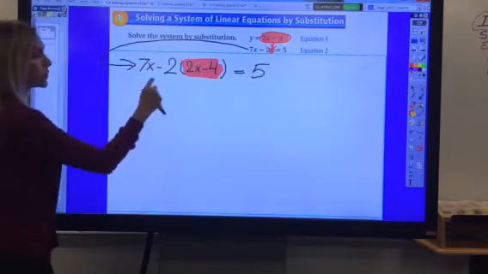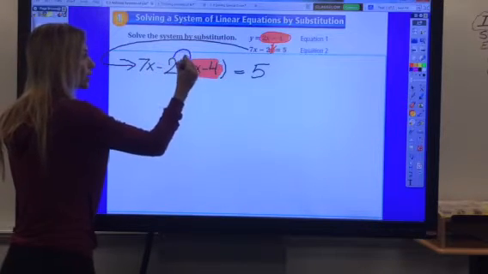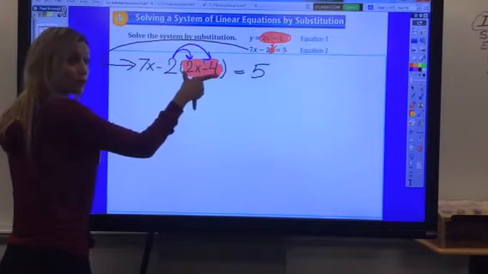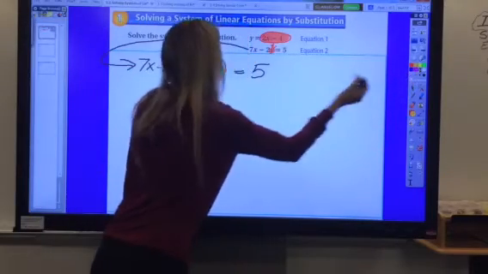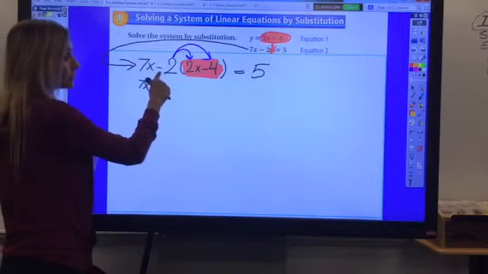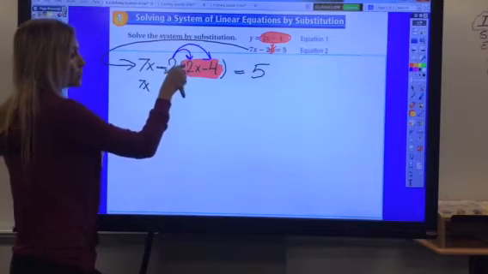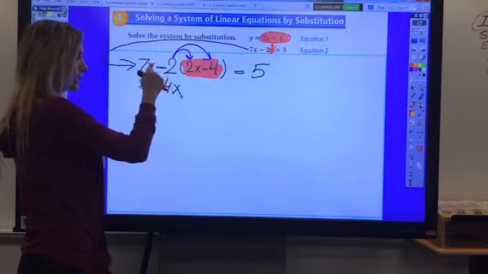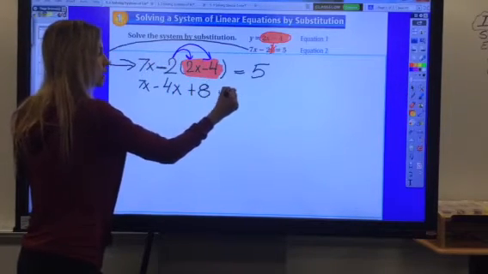Now, what is between the 2 and the parentheses? Multiplication. So I'm going to apply the distributive property because the 2 is multiplying everything inside the parentheses, correct? So let's do that. I still have the 7x. Now I have negative 2. Remember that 2 is negative; there's a minus in front of it. Negative 2 times 2x is negative 4x. Negative 2 times negative 4 is positive 8, equals 5.